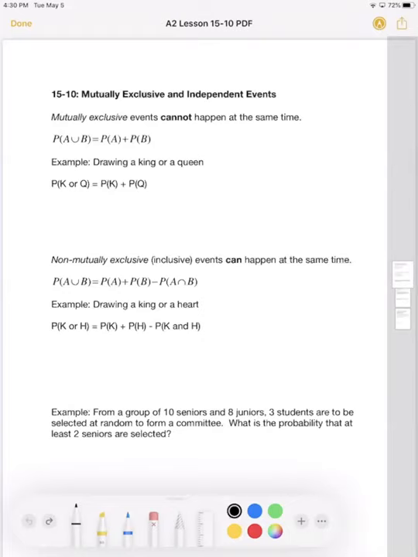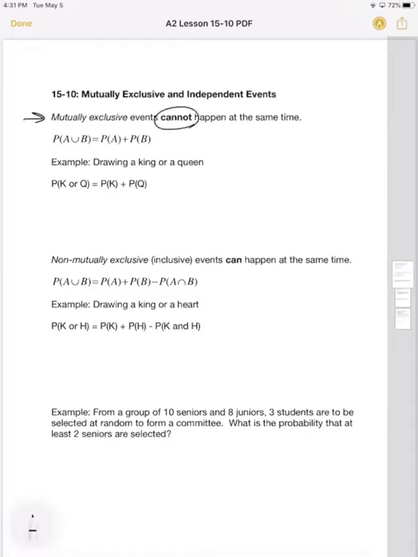So let's go ahead and start talking about first mutually exclusive events. So mutually exclusive events, if we look here at our definition, are events that cannot happen at the same time. You cannot flip a coin and get a heads and a tails at the same time. Those are mutually exclusive events. So here is our formula for mutually exclusive events.